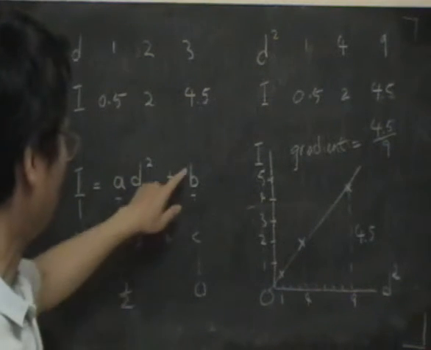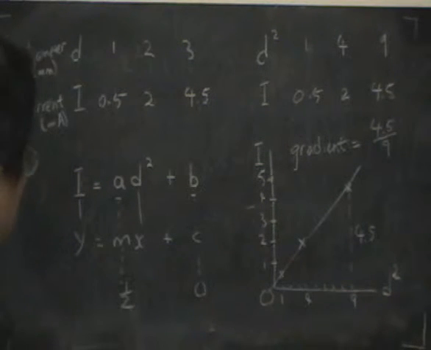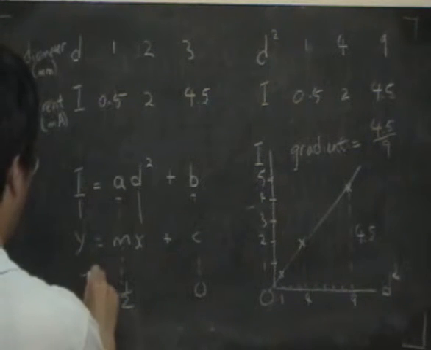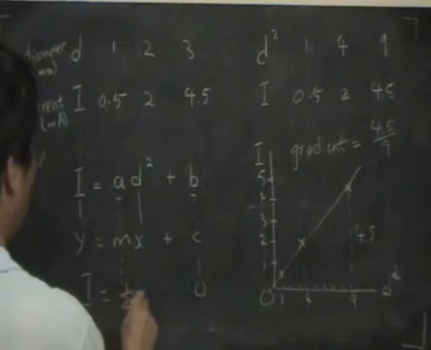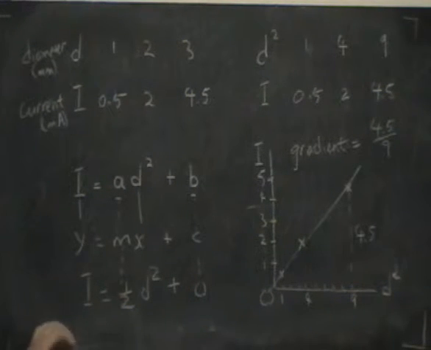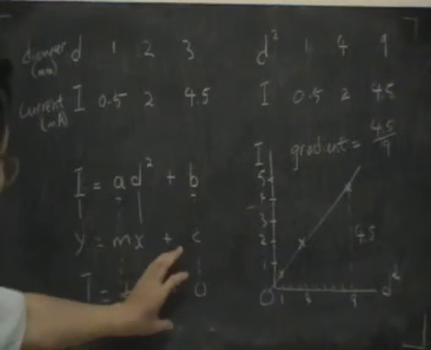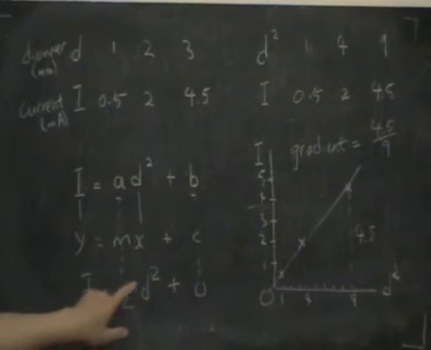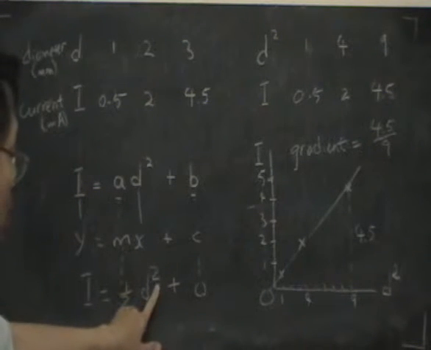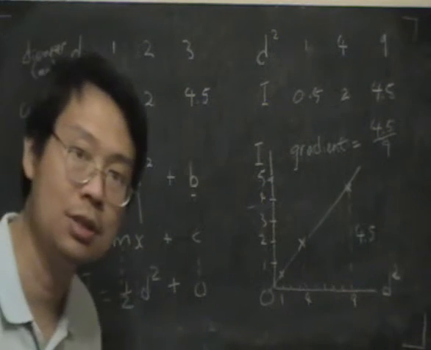Now we have the formula. A is half and B is 0. So I'm just going to write this down. Okay, I'll do it right here. I is equal to half d squared plus 0. That is our answer. That's the formula connecting current and diameter. I equals half d squared. Okay, there's no B because it's just 0.